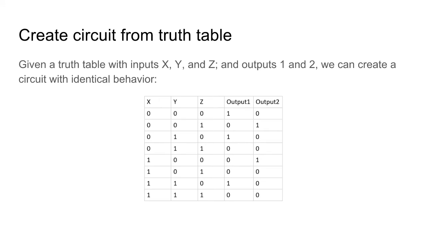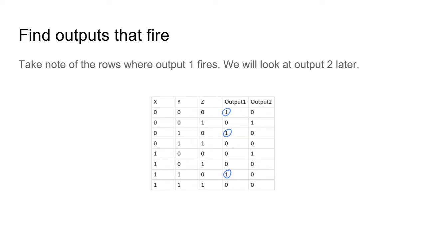We'll be making our own truth table later for a 1-bit adder circuit. So to convert this into a sum of products mathematical expression, we need to look at what cases cause output 1 to fire, and we'll look at output 2 later. We just want to look at output 1 now, so just this first column here. We want to go ahead and mark when it does fire. So output 1 fires for this combination of inputs, and it fires for this combination of inputs.